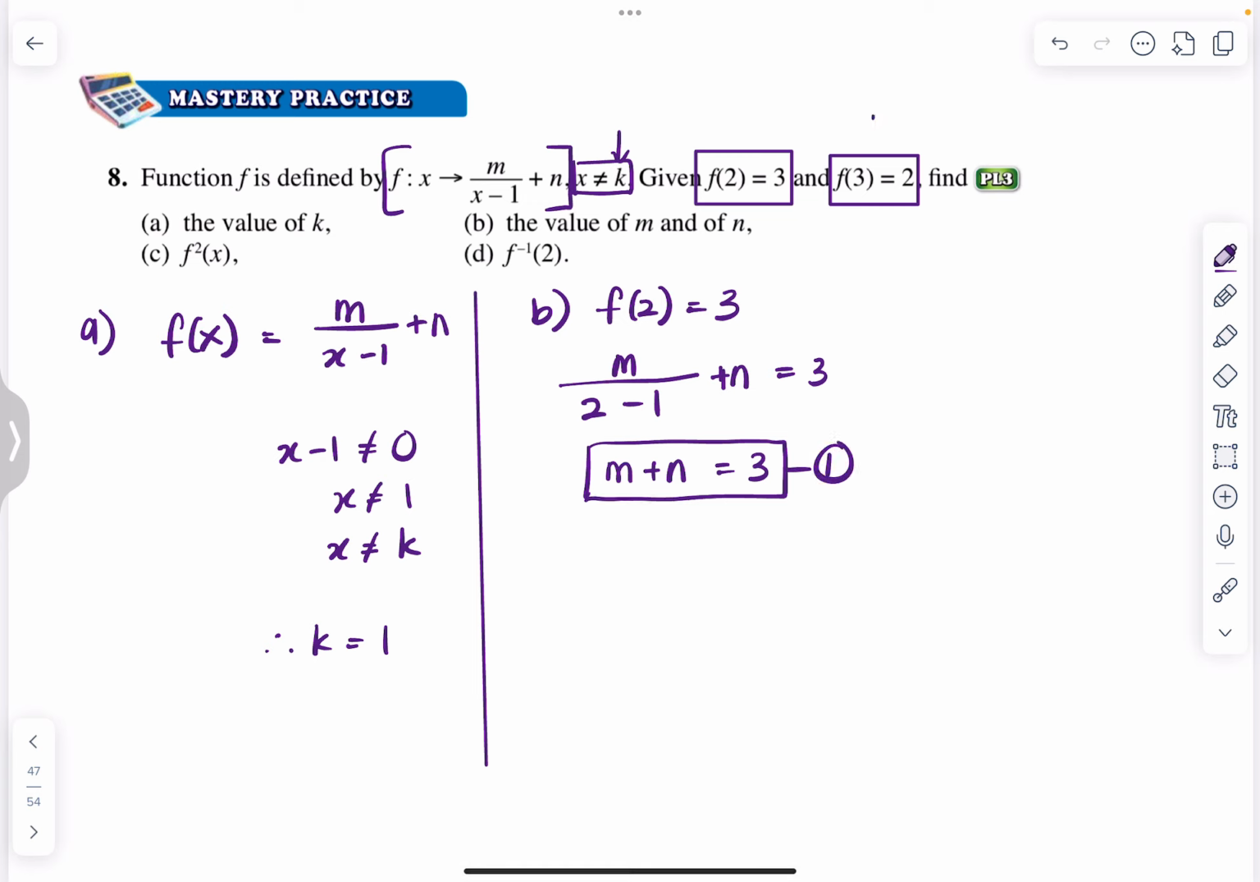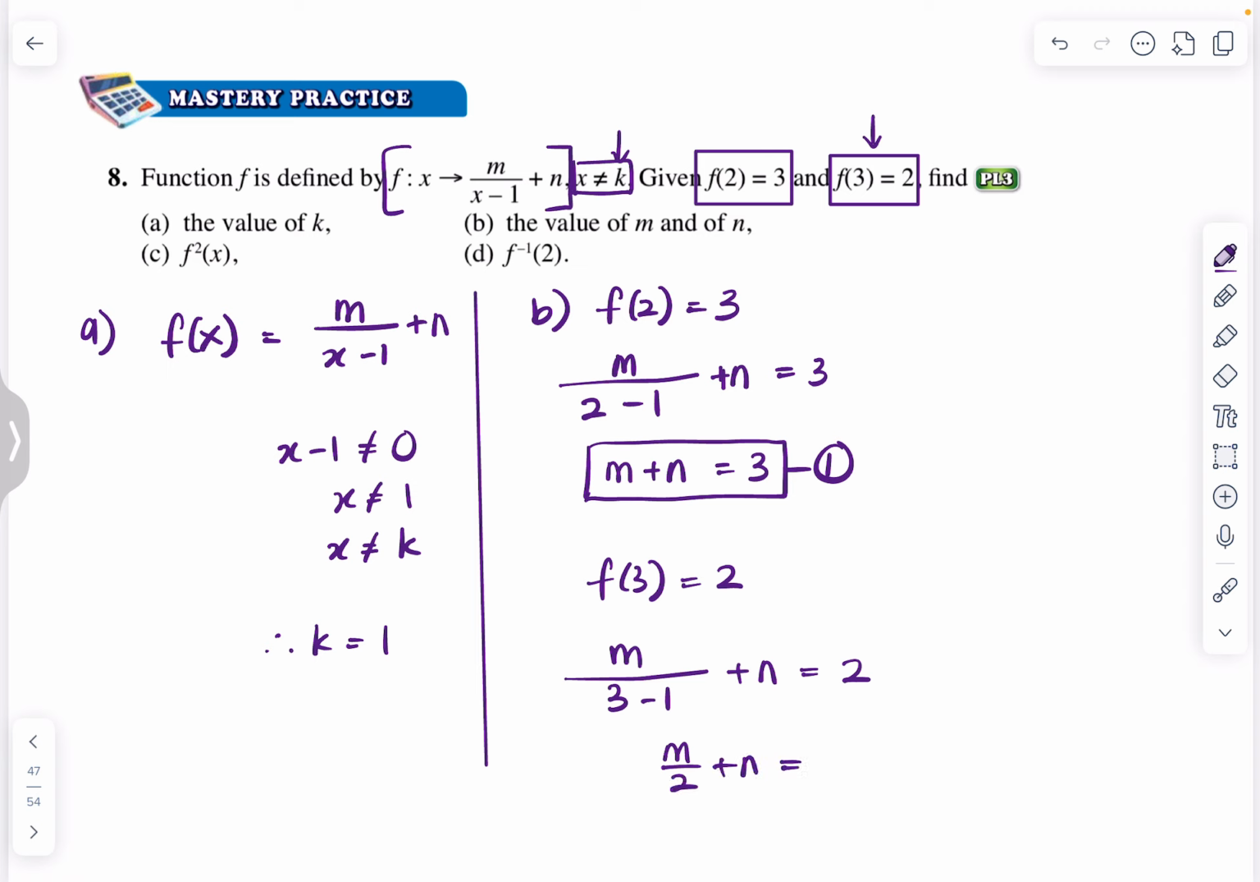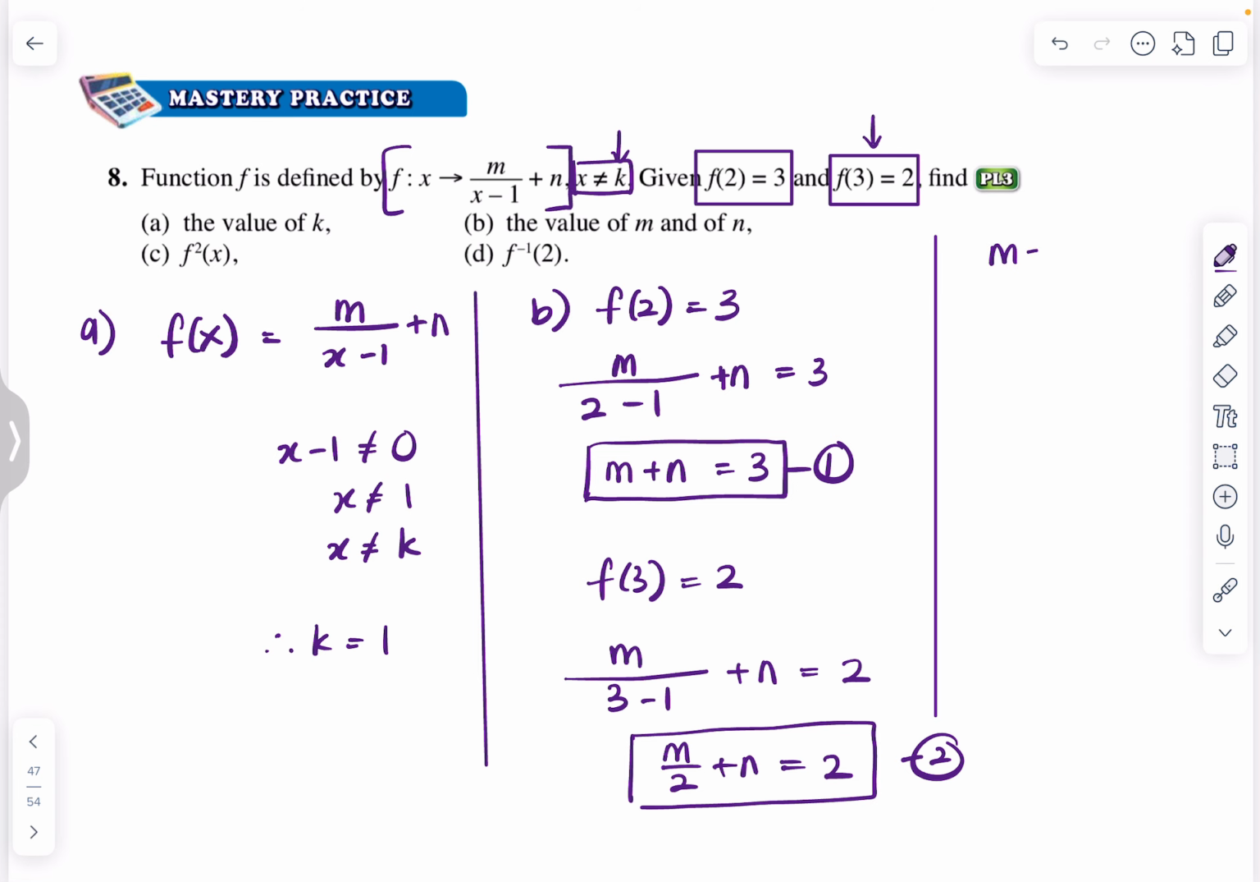And then using this, they said f(3) is 2. So we sub the 3 inside here. So m over 3 minus 1 plus n equals 2. So m over 2 plus n is 2. This is our equation number 2. Then we solve this simultaneously. So m plus n is 3, m over 2 plus n is 2.